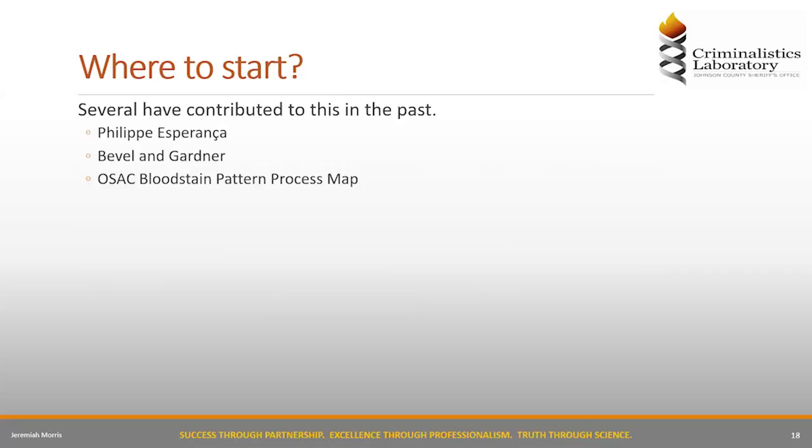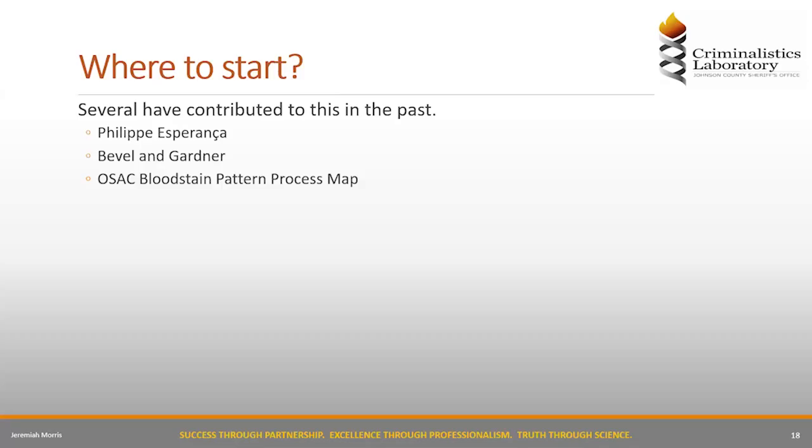Several people have contributed to this in the past, and I'll just mention a few names here. Philippe Esperanca over in France is kind of the one who gave a number of us this idea of, hey, let's start looking at the features and grouping these just like what we do in biology. Bevel and Gardner did the same thing in a book that they published, and more recently, OSAC published a bloodstain pattern process map that is a guide to using features to direct your classification.